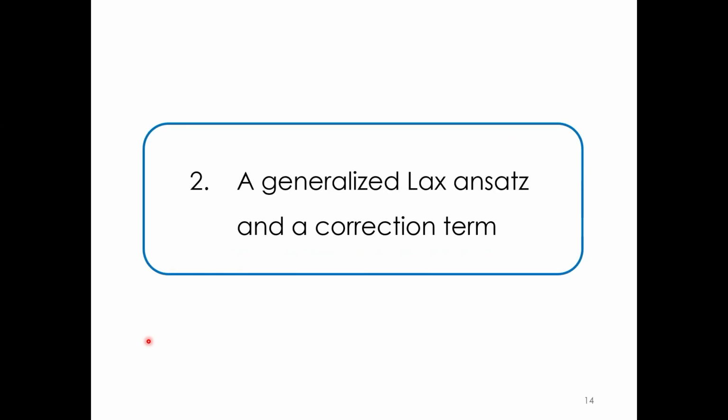So questions so far? Okay, so then let me explain how to generalize the Lax ansatz in the previous argument, and how four-dimensional Chern-Simons actions should be corrected.